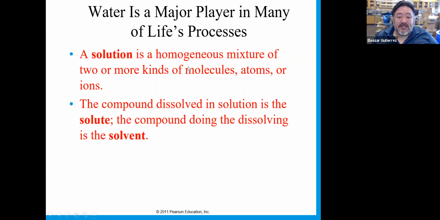First of all, it is a solution. What does this mean? This means that as a solution, it can take a solute, a compound, and dissolve it within itself. So a solution is a homogeneous mixture of two or more kinds of molecules, atoms, or ions. The solution is made out of the compound that is dissolved, which is the solute, and the compound doing the dissolving, which is the solvent.